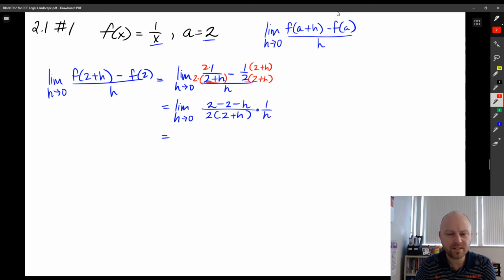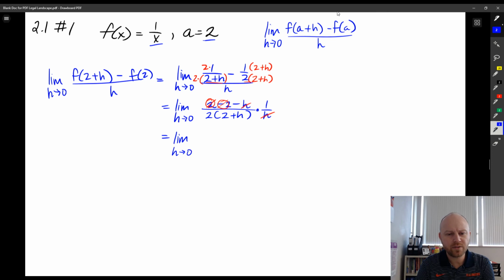Well, I see some things to simplify. I've got a 2 minus 2 in the numerator, so those make 0. Then I have a negative h left as a factor in the numerator and an h alone as a factor in the denominator, and those can cancel as well. And that leaves us with a negative 1 in the numerator only. So our next line of work looks something like this.